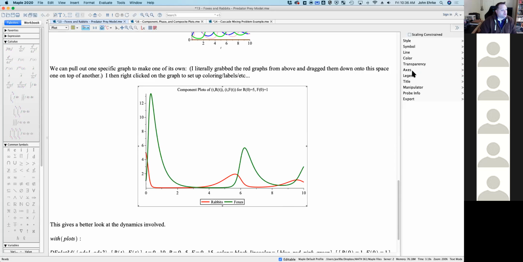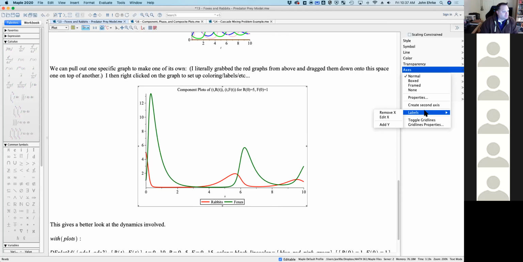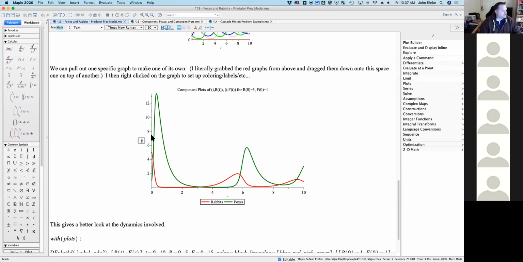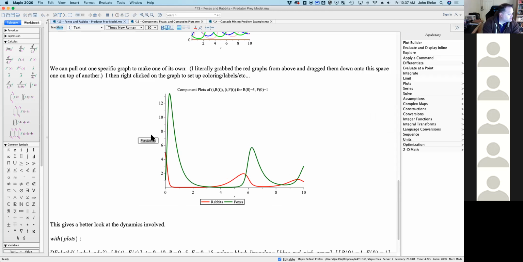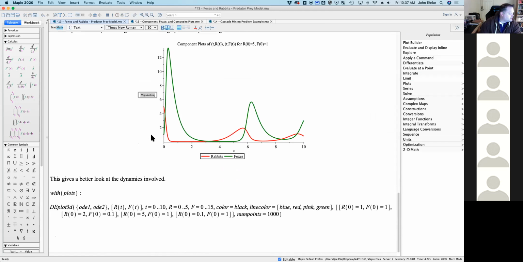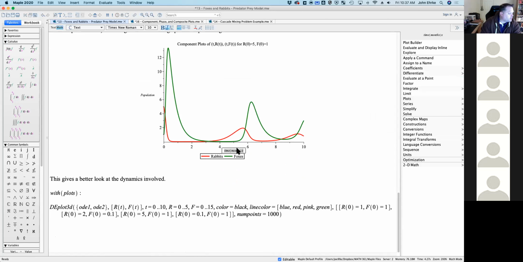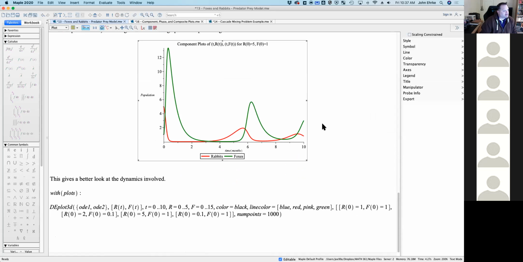I can also go in on the axes and label X and Y. Click on those labels, and this is, let's see, population amounts. And then down here on X, this is time. It could be in months or something like that. The point I want to make is it's very easy to create nice looking graphics.